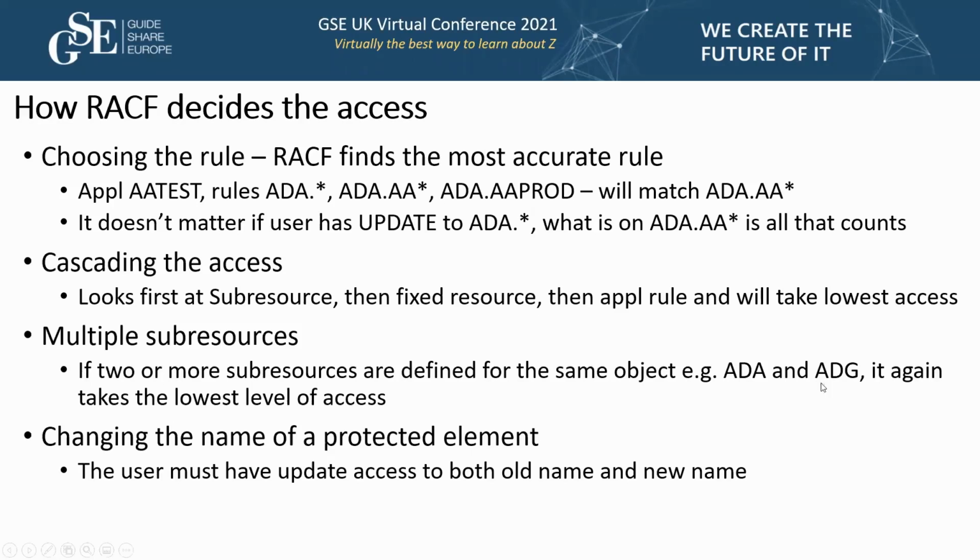Multiple sub-resources. So if you're protecting by application name and authority group, it will again take the lowest level of access. So if it's okay for you to create something by a certain name, but the authority group you're trying to create you don't have access to, it will not let you update that object. And the same goes if you want to rename an object. You must have update access to the old name and the new name. So these are things to think about when you're trying to update something based on your RACF rules.